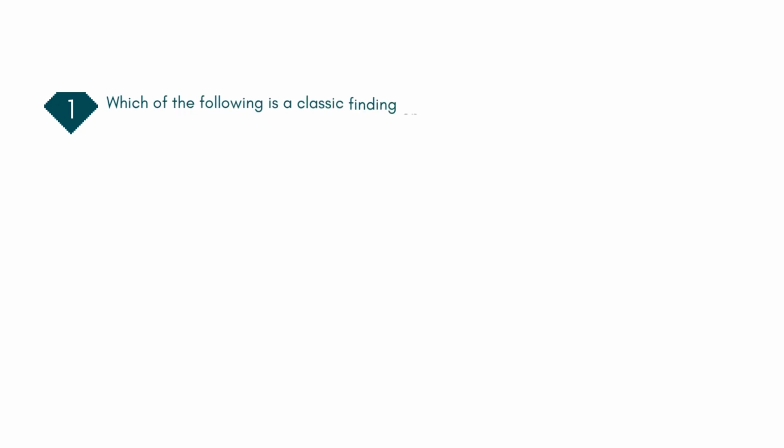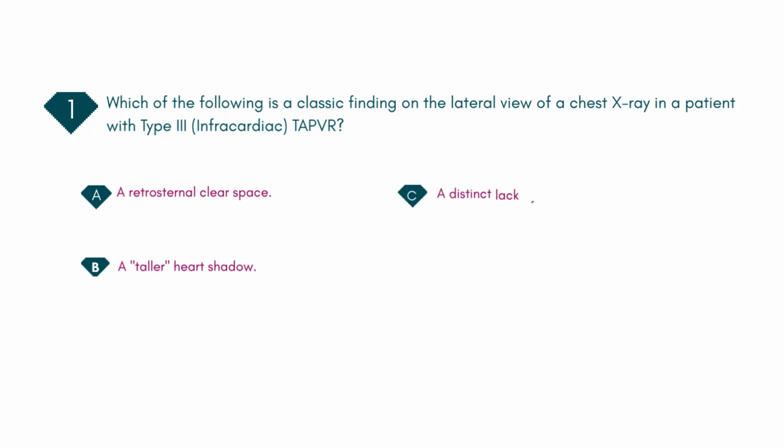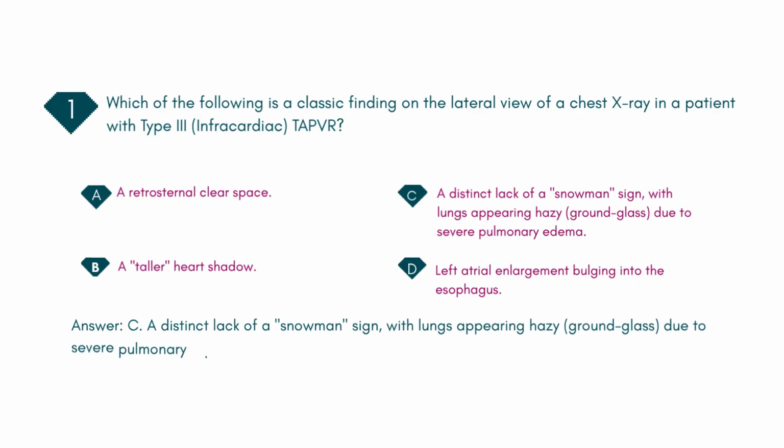Which of the following is a classic finding on the lateral view of a chest X-ray in a patient with type 3 infracardiac TAPVR? A. A retrosternal clear space. B. A taller heart shadow. C. A distinct lack of a snowman sign, with lungs appearing hazy, ground glass, due to severe pulmonary edema. D. Left atrial enlargement bulging into the esophagus. Answer: C. A distinct lack of a snowman sign, with lungs appearing hazy, ground glass, due to severe pulmonary edema.